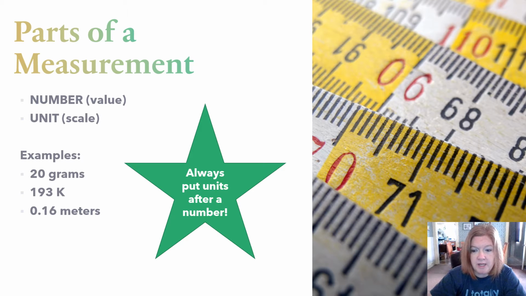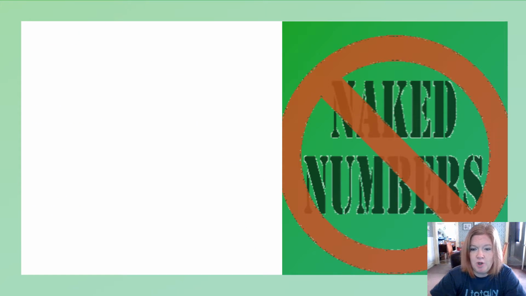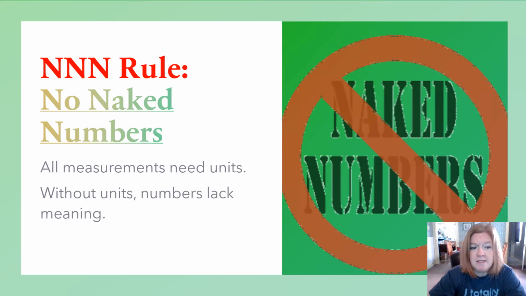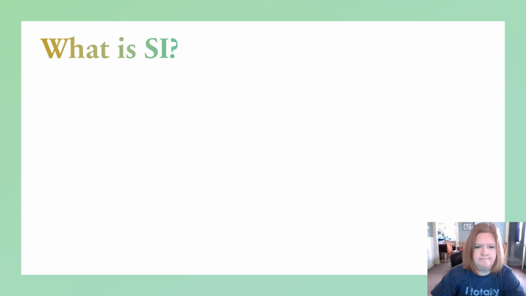Always put units after a number. No naked numbers. The triple N rule. NNN. All measurements need units. No naked numbers. Don't want to see them. Otherwise, I'm going to assume it's like pancakes or ostriches or something. Do not forget, always put a unit after a number. Without units, numbers lack meaning.